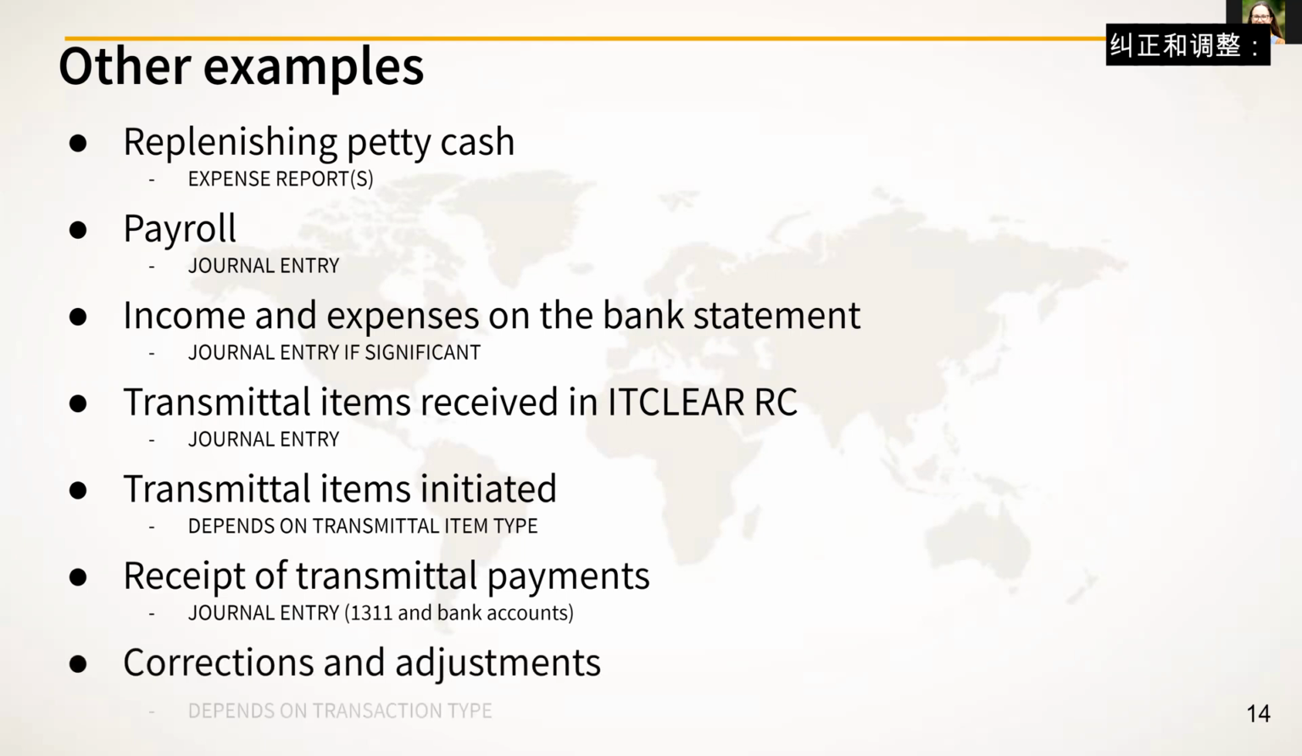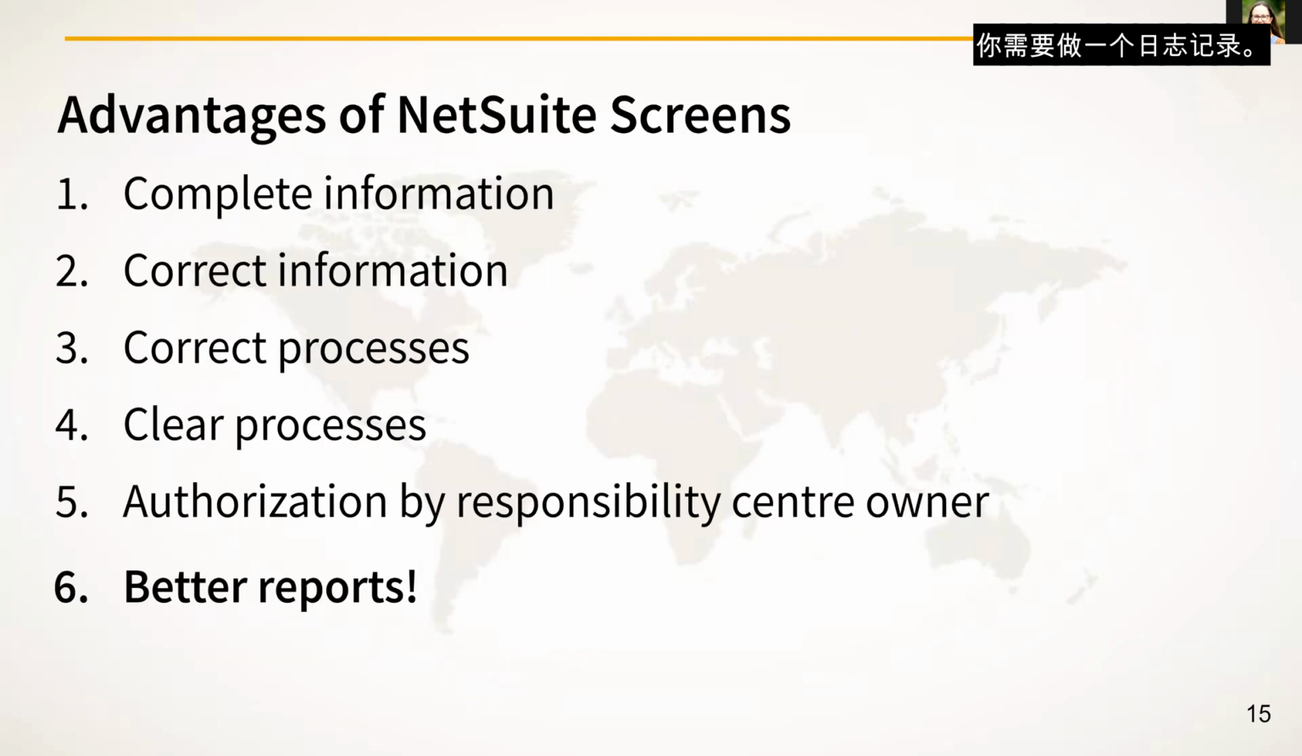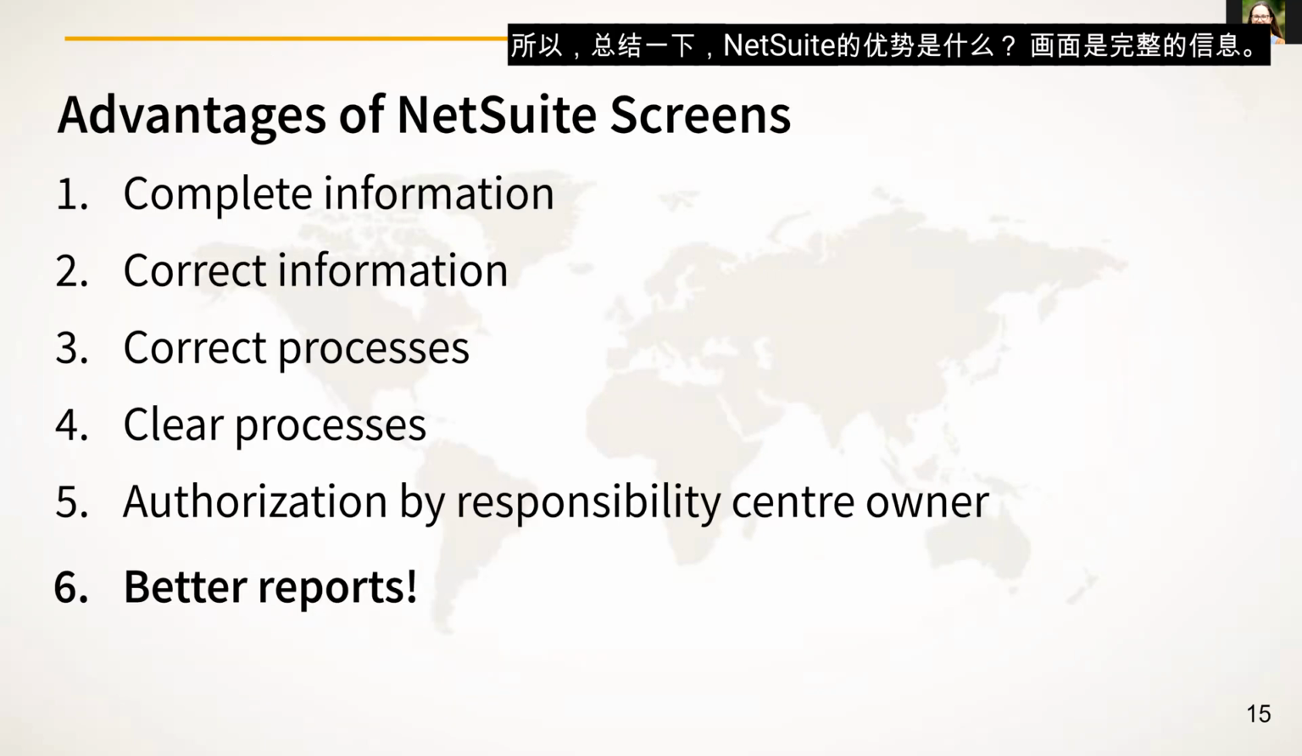Corrections and adjustments. This would depend on the transaction type. There are some transaction types where you can go into that particular screen and with one button, you can do a correction or a reversal or a refund. With other types of corrections and adjustments, you would need to do a journal entry. So to recap, the advantages of NetSuite screens are complete information, correct processes, clear processes, authorization, and better reports so that you can lead with information.